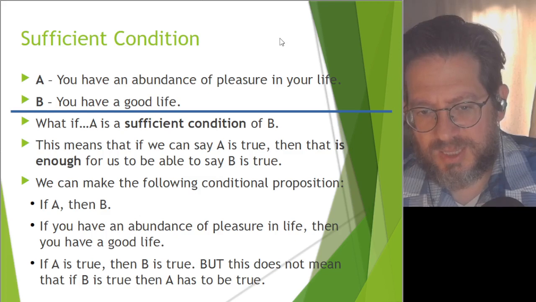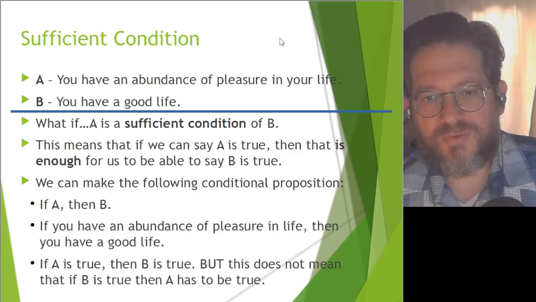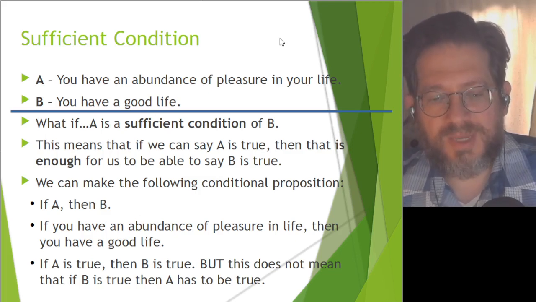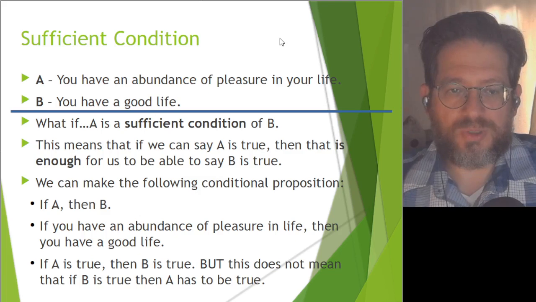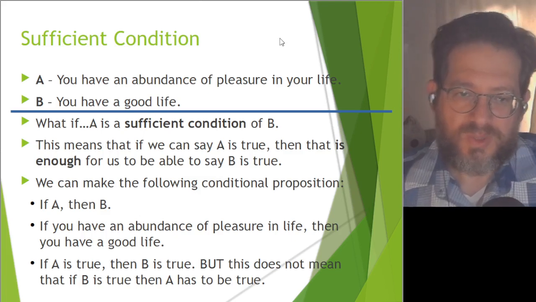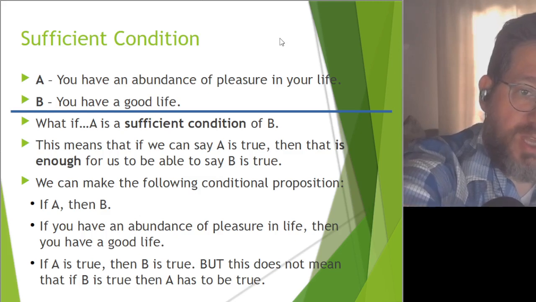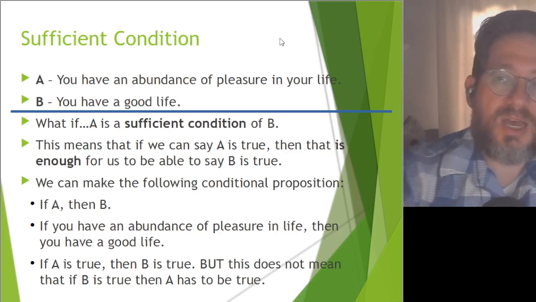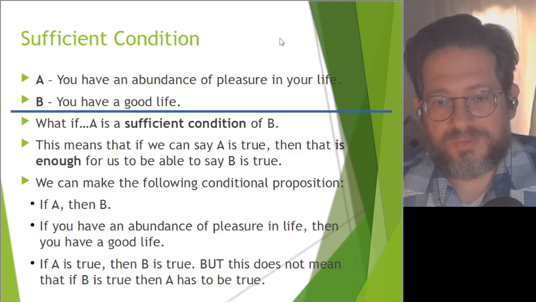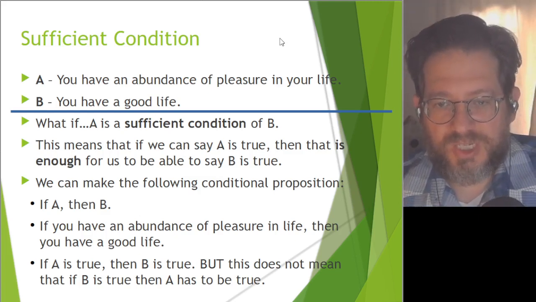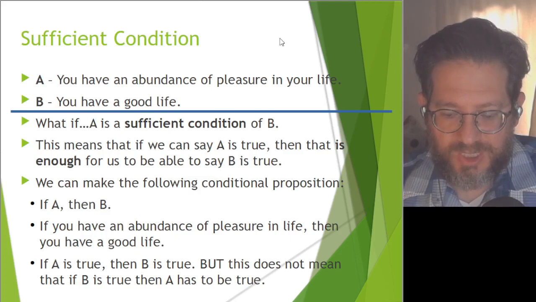is this does not mean if you have a good life that you have pleasure, that you have all this abundance of pleasure in your life. It does not mean that. You can't go backwards. So it's only if A holds, if you have pleasure in your life, that you have a good life. But you may have a good life, but not have pleasure. Right? That's sufficient condition. That's the relationship of sufficient condition.